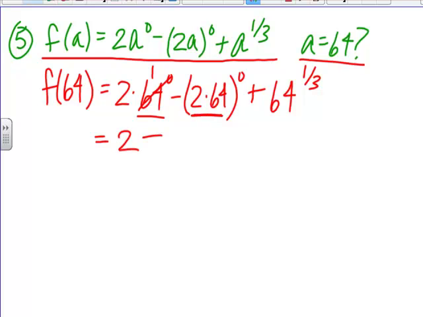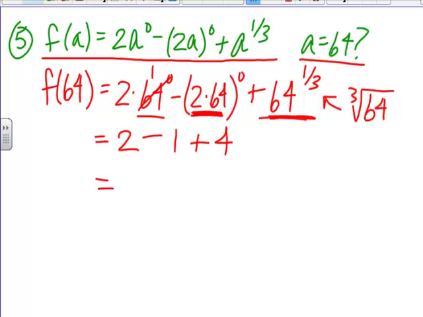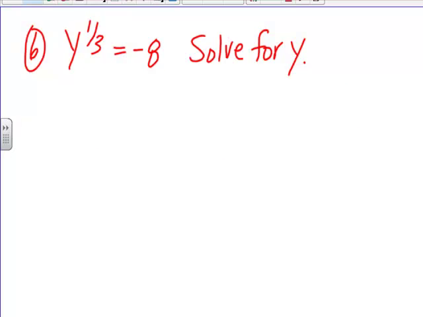Minus. Notice, this whole thing is to the 0 power. So I really don't even care what 2 times 64 is, because when I take it to the 0 power, it's going to equal 1. Plus, 64 to the 1/3 power, just as a review, really means the 3rd root of 64. But once again, you could just put that right into your calc. And that equals 4. So if I take 2 minus 1, I get 1, and 1 plus 4, I get 5. So you should be able to manipulate numbers and different functions and determine what the value is.